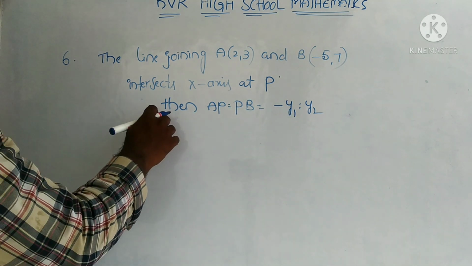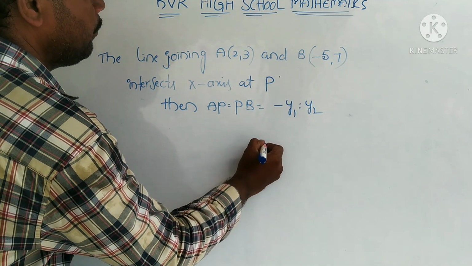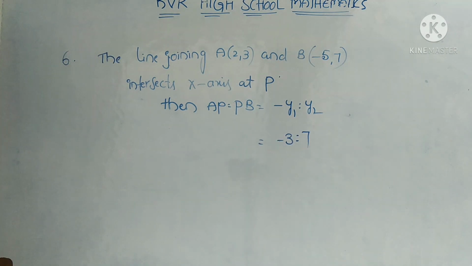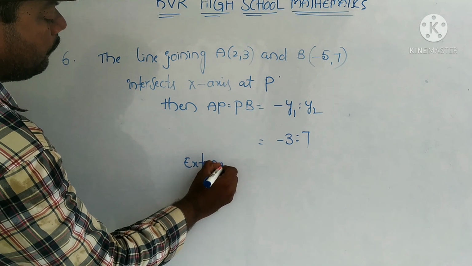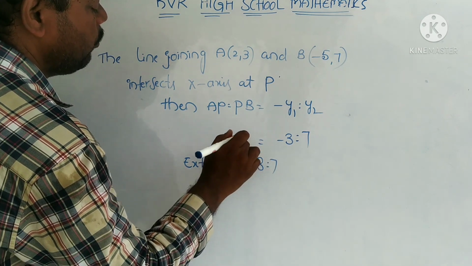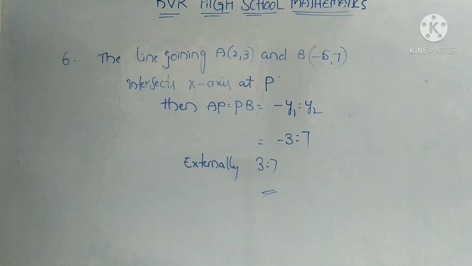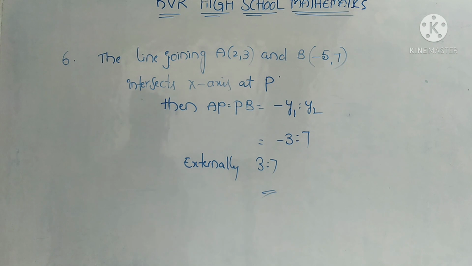Okay, so then AP is to PB equals minus y1 is to y2. That means minus 3 is to 7. That means externally 3 is to 7 ratio. Externally 3 is to 7. That is the answer. So the direct formula, minus y1 is to y2, directly for the x-axis.